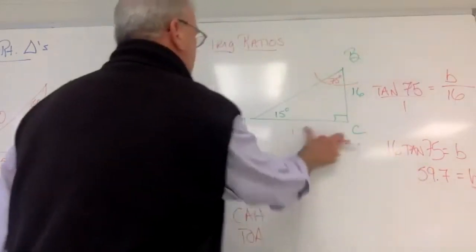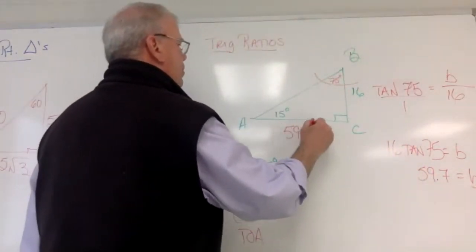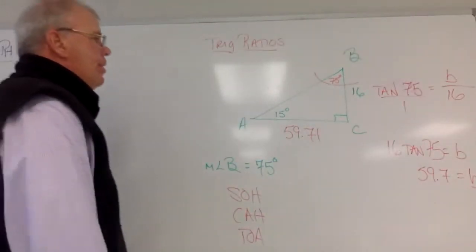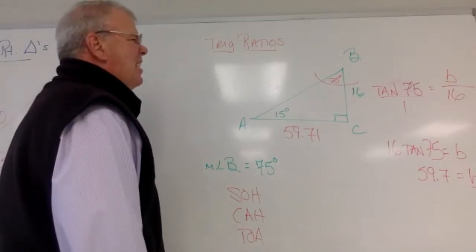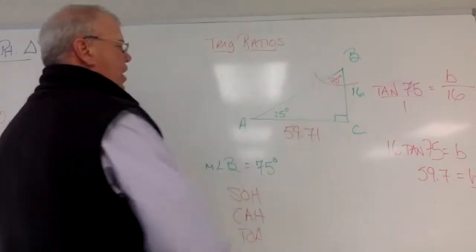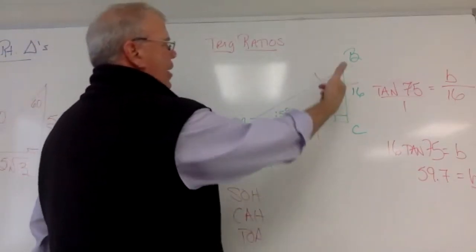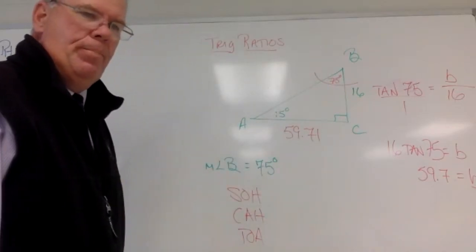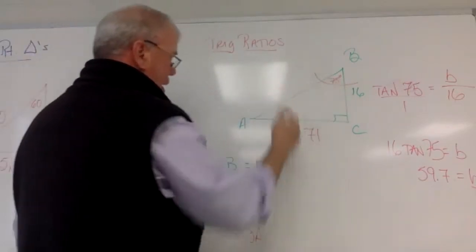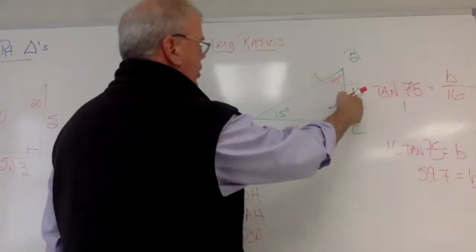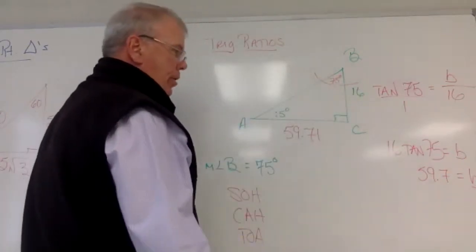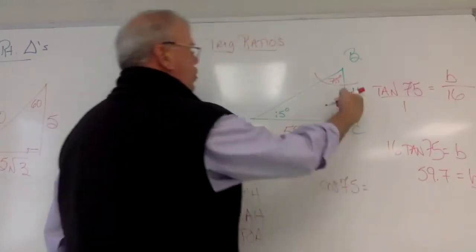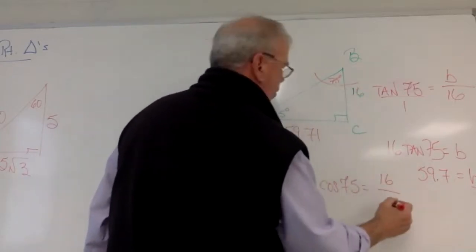Now all I've got to do is find C. What am I going to do? I could use 15 or 75. Use 75: opposite over the hypotenuse. What is that? Sine. So I can use that, or I can use adjacent over the hypotenuse. It's really not that big a deal, you can use either one. Cosine of 75 equals the adjacent over the hypotenuse.